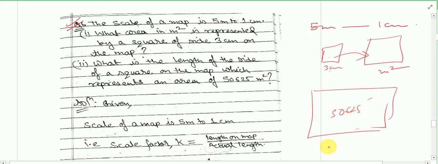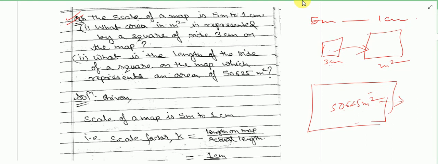50,625, so they want to know, this much, what would be its side length on the map.